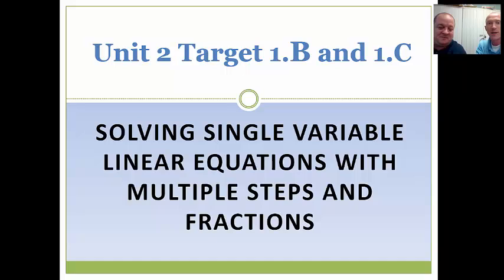This is talking about target 2 and 3, but we renamed them 1b and 1c going forward. We're going to solve single variable linear equations with multiple steps. And of course we get into one of our favorite F words in math, fractions.